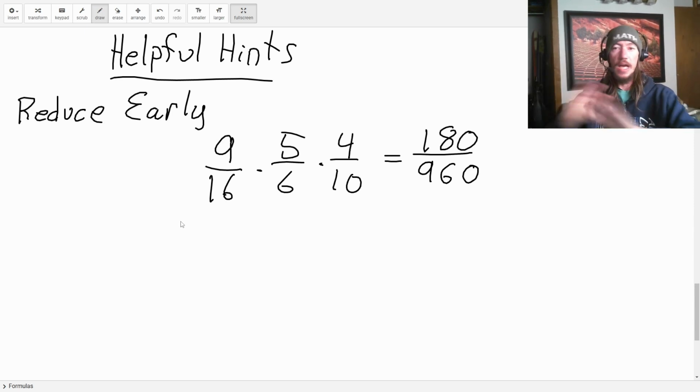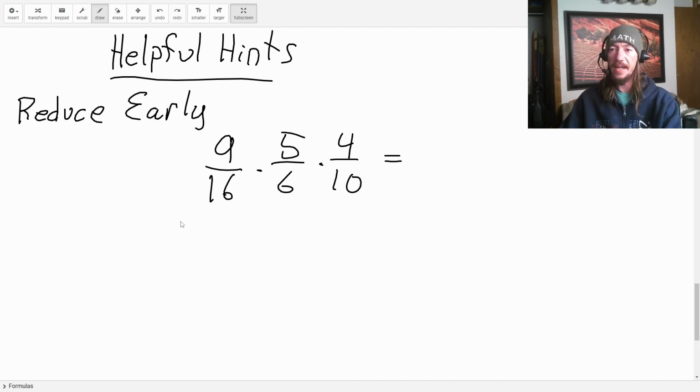So rather than just blindly applying the rule right off the bat, look for ways to reduce early. And remember, we don't have to reduce just 9 and 16. These are all multiplied and divided together, which means they commute. So I can cancel anything on top with anything on bottom. For example, I know that 5 goes into 10. 10 is just 2 times 5. So if I replace that 10 with a 2 and a 5, the 5 cancels, becomes a 1. The 10 cancels, becomes a 2.